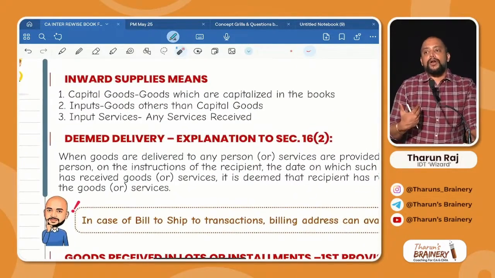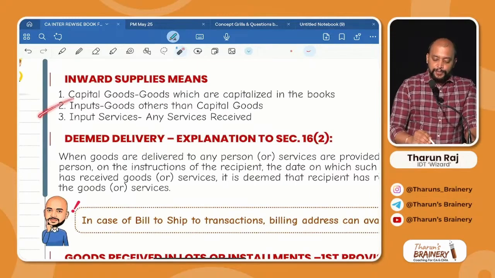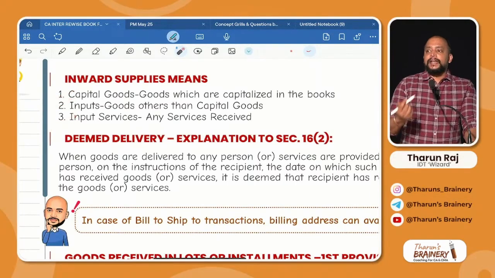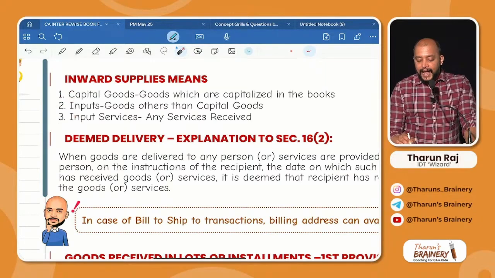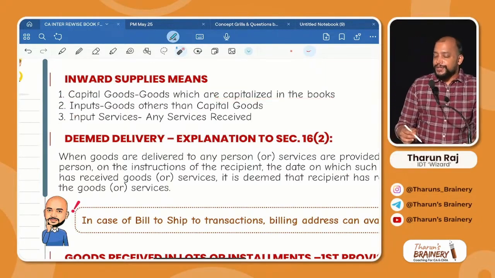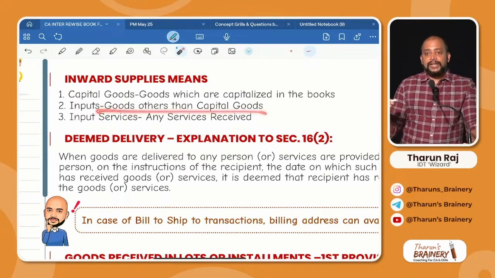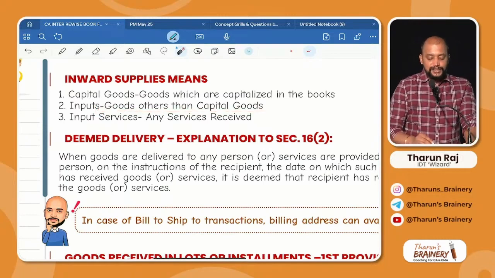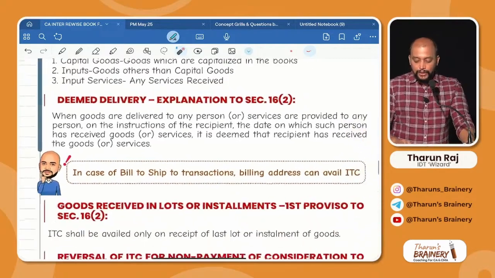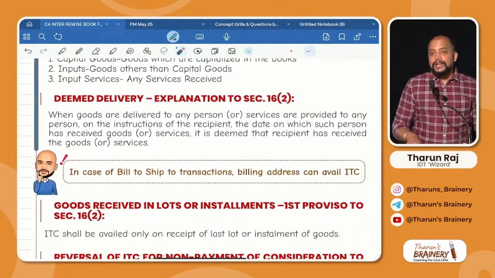Inward supplies are broadly divided into three: inputs, input services and capital goods. What are capital goods? Any goods which are purchased and capitalized in the books are known as capital goods. Then what are inputs? Goods that are not capitalized and are charged to P&L are known as inputs. Input service is any service received. Then look into the concept of deemed delivery.